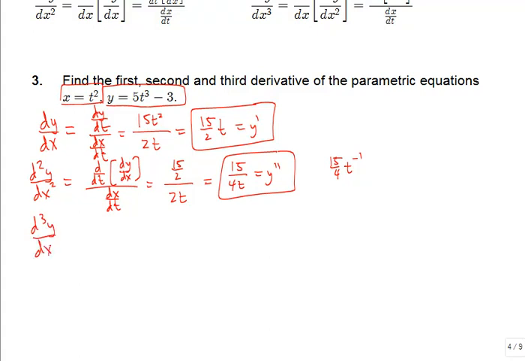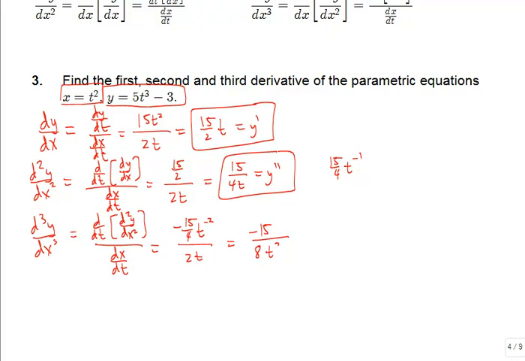You're probably going to want to think of it that way when we go to find our third derivative, because our third derivative is the derivative with respect to t of this second derivative, divided by another dx/dt. So the derivative, when I bring down my negative 1, gives negative 15 fourths t to the negative 2, and then I divide by dx/dt again, which is another 2t. This becomes negative 15; the 4 and the 2 join to form an 8; the t squared joins the t on the bottom, giving t cubed. So my third derivative is negative 15 over 8t cubed.